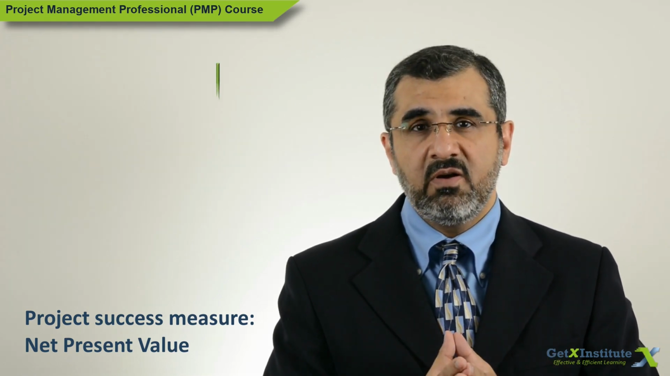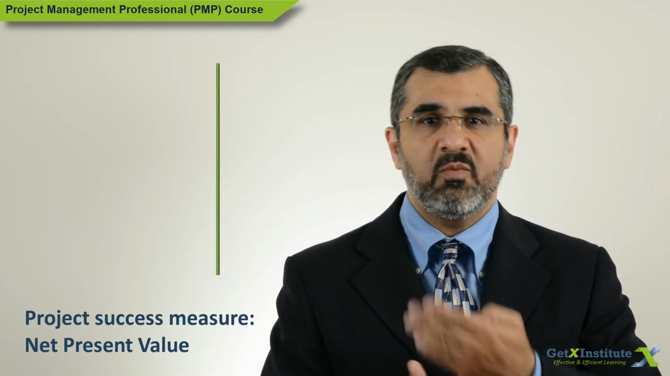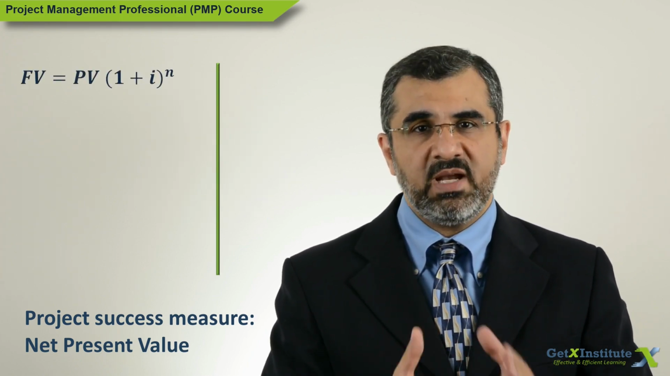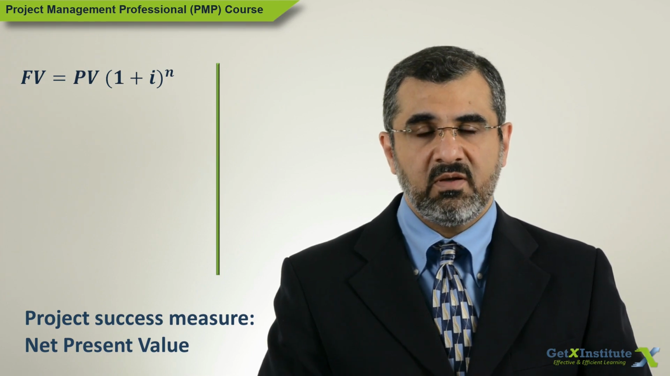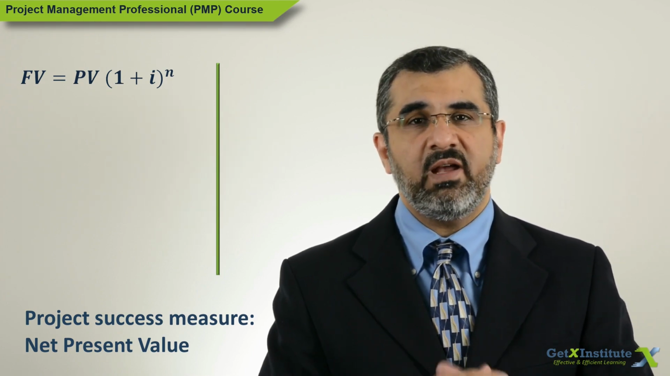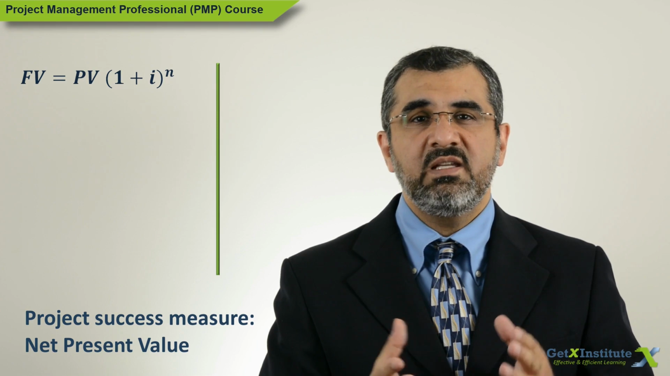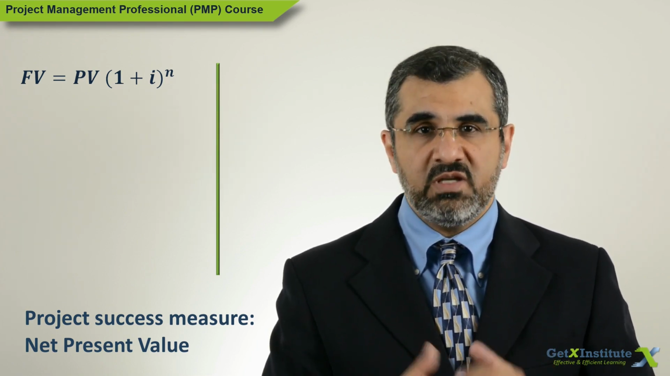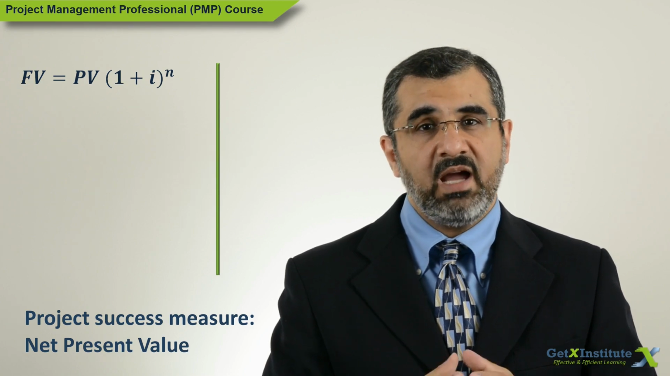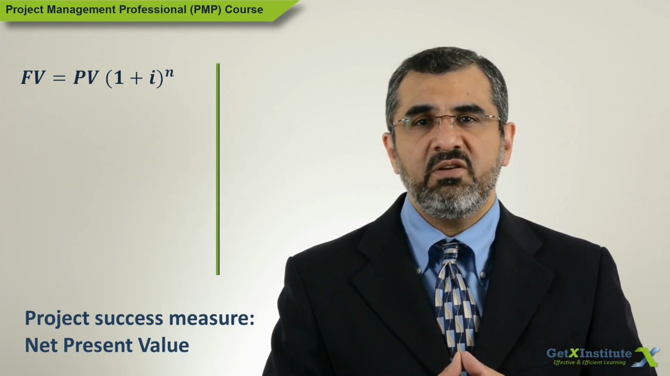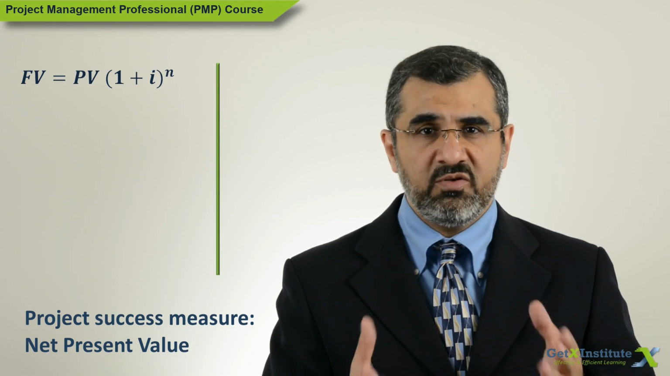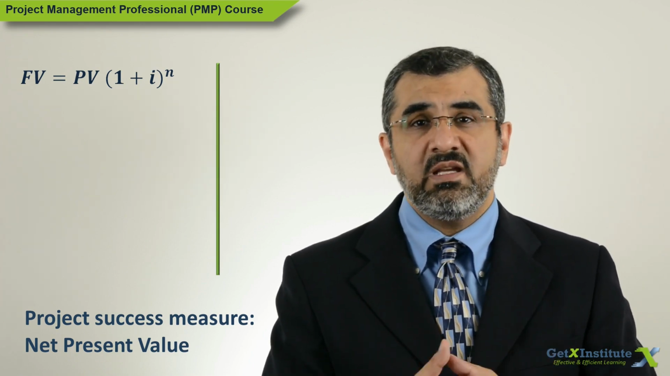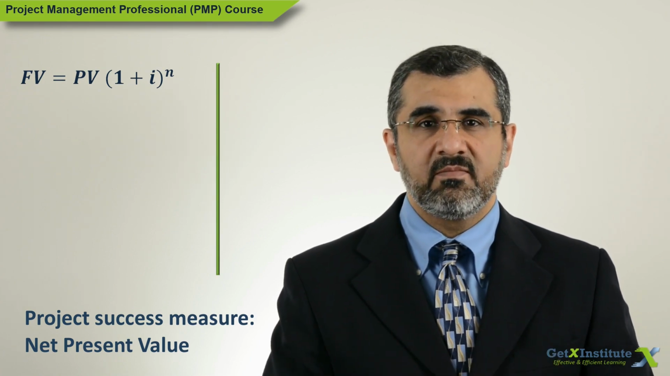The present value can be determined using the formula shown. In the formula, PV is present value, FV is future value, I is the discount rate, and N is the number of years. The I value can be the inflation rate or rate based on opportunity cost, and sometimes the finance department of the organization establishes the rate.